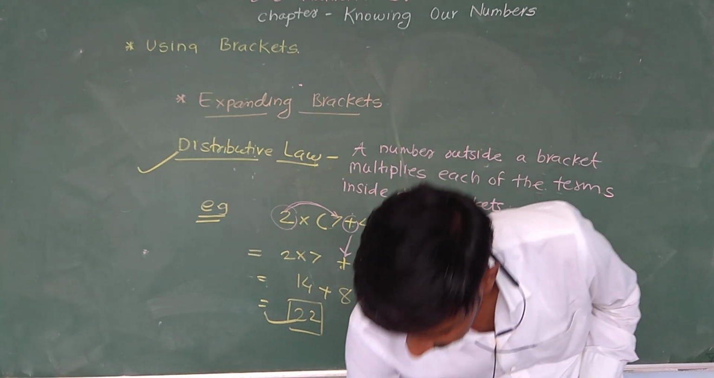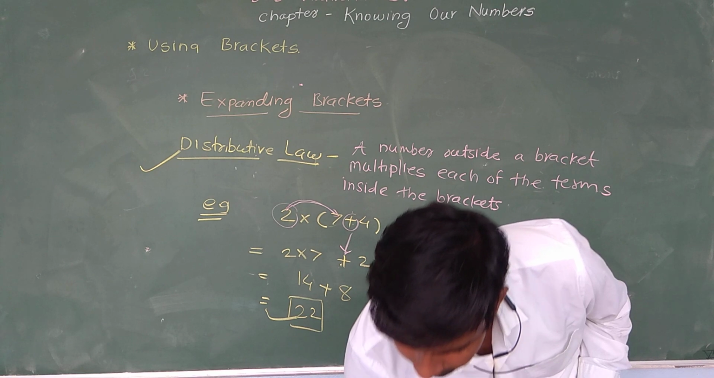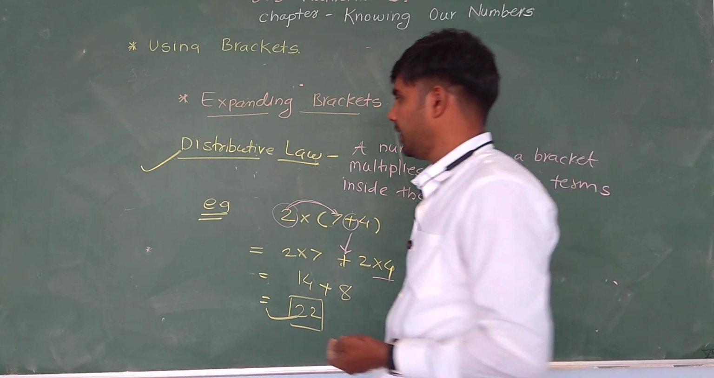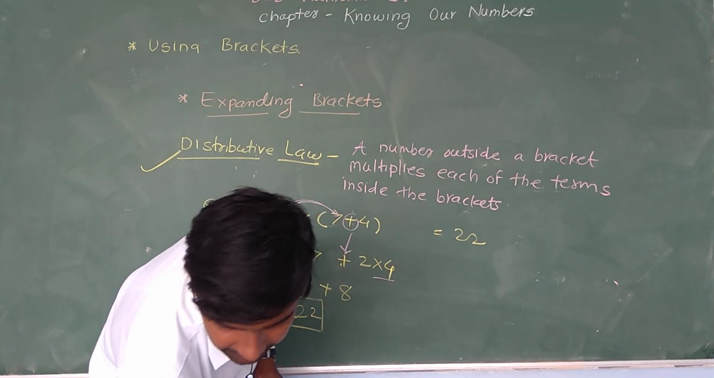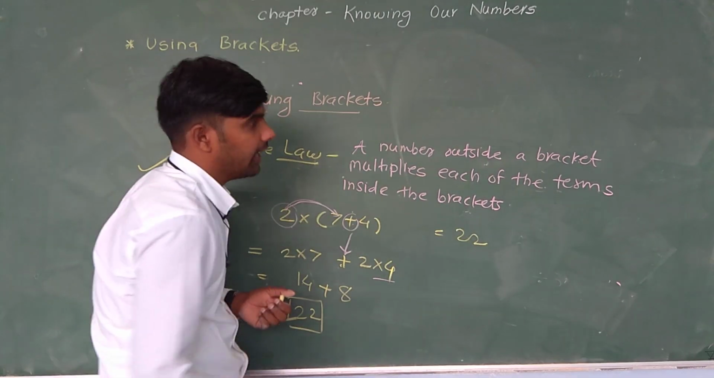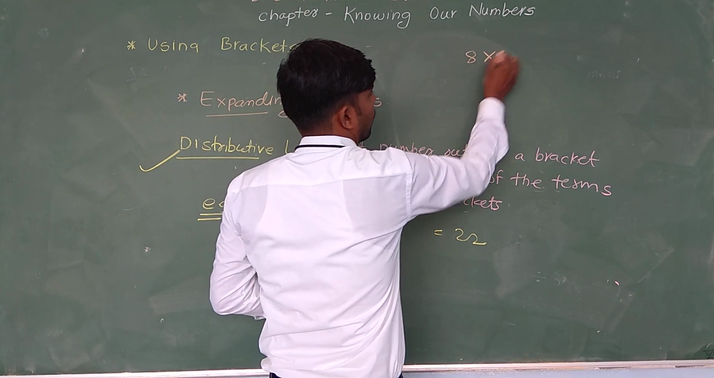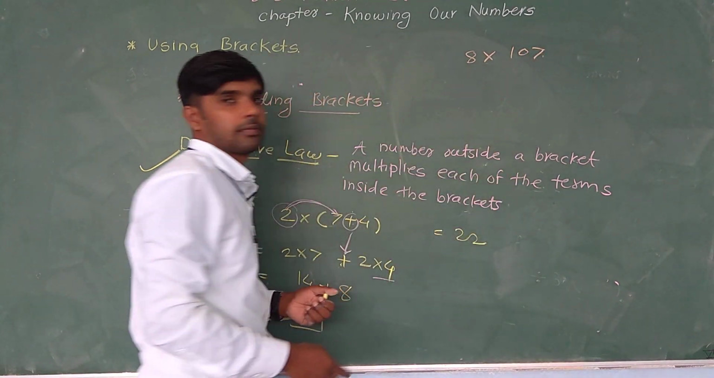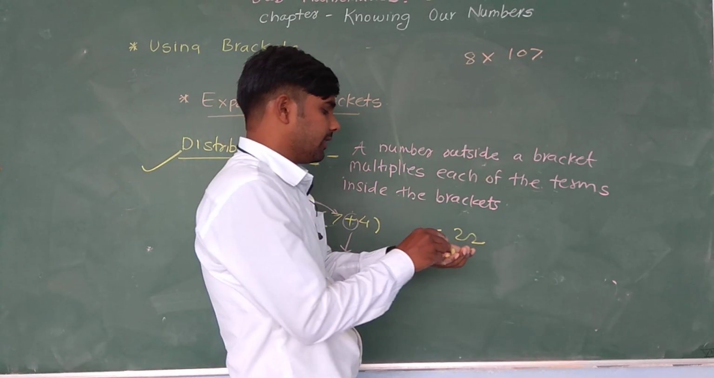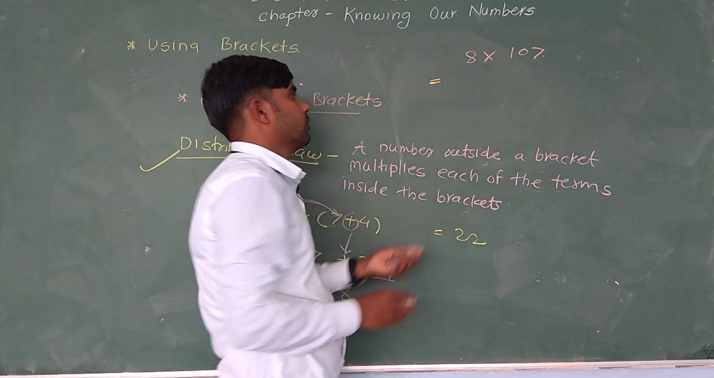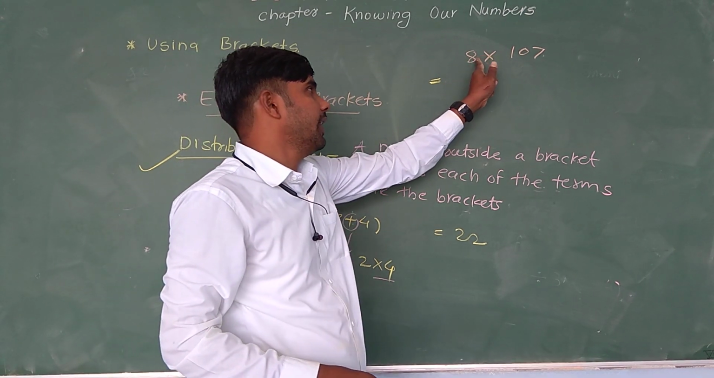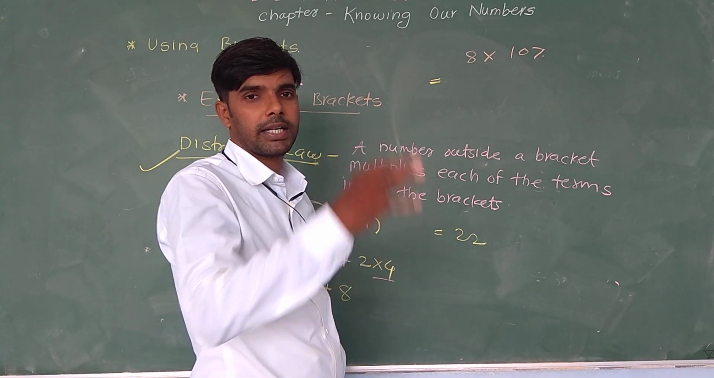Okay, so we will see another example. Simplify each of the following. How to simplify this? Look here, example: 8 multiplied by 107. In this solution, we don't multiply directly. That means 8 multiplied by 107, so the multiplication is not done directly.